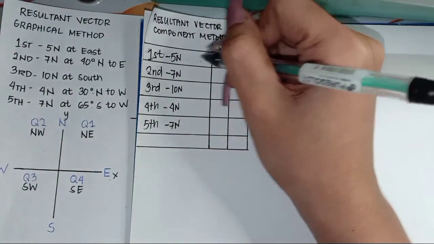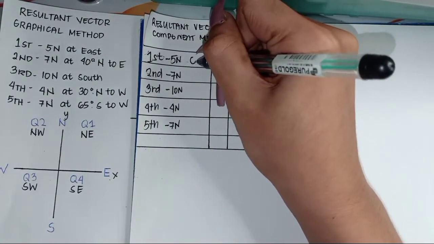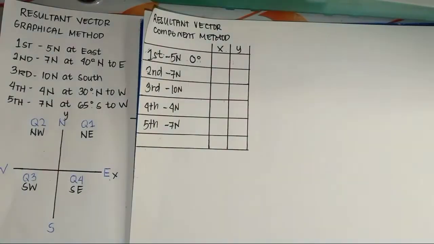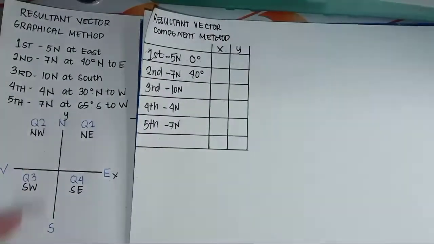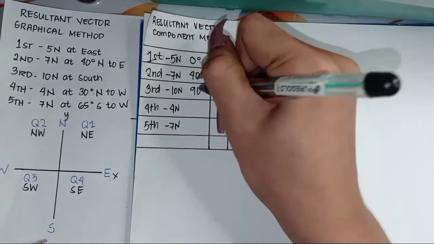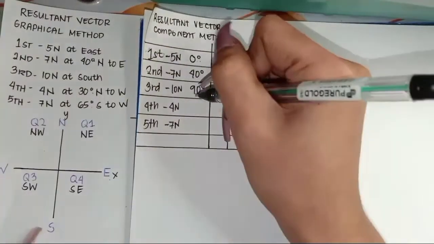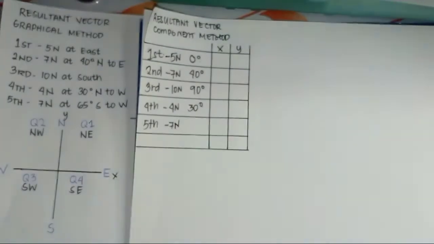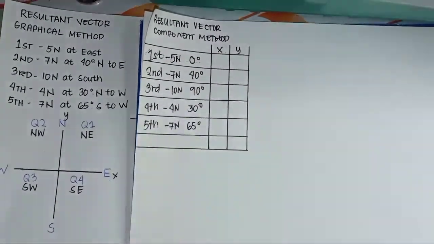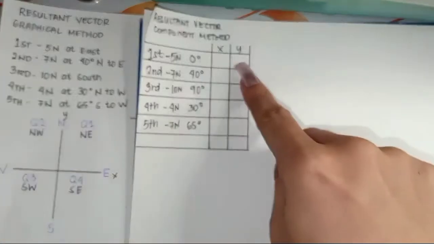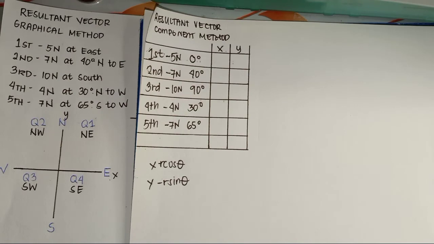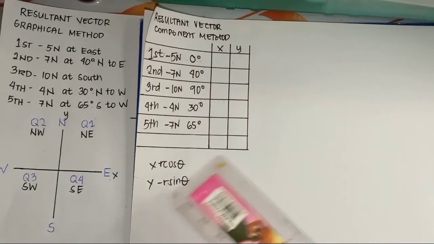So, this will be 0 degrees and 40 degrees, and south, north-south, 90 degrees, 30 degrees, and last, 65 degrees. And after that, we're going to look for the x component and y component. Formula of x, we have r cosine theta, and for the formula of y, we have r sine theta. But before that, we need to look for the sign of each vector.